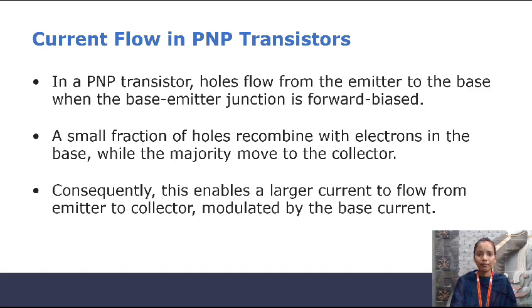Current flow in PNP transistors. In a PNP transistor, holes flow from the emitter to the base when the base emitter junction is forward biased. A small fraction of holes recombine with electrons in the base while the majority move to the collector. Consequently, this enables a large current flow from emitter to collector modulated by the base current.